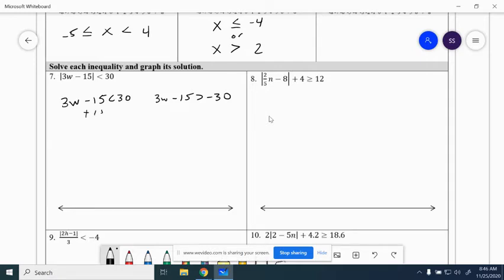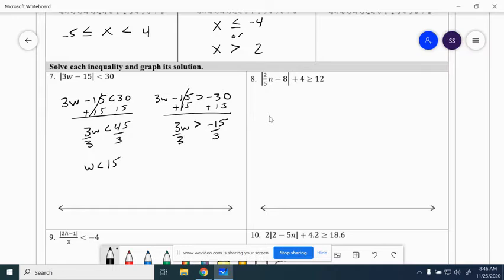So we're going to add 15, add 15. We're left with 3W is less than 45. Divide by 3, divide by 3. We're left with 1W is less than 15. Do the same thing over here. Add 15, add 15. We're going to get 3W is greater than -15. Divide by 3, divide by 3. We're left with W is greater than -5.